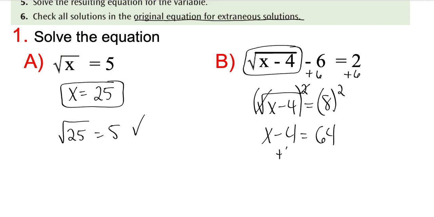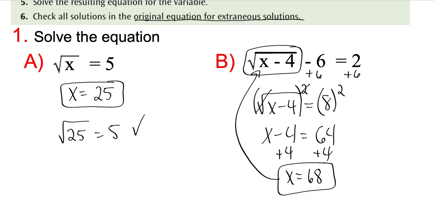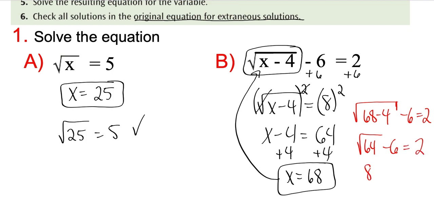Okay, back to algebra 1 here. Plus 4, we get x equals 68. All right, and then again, you can take that, plug it in here, and check it. So let's do that here quick. So square root of 68 minus 4, minus 6 equals 2. So that square root ends right there. So we have a square root of 64 minus 6 equals 2. Square root of 64 is an 8, minus 6 equals 2. That does check out. Okay? So that was a good answer for that one.